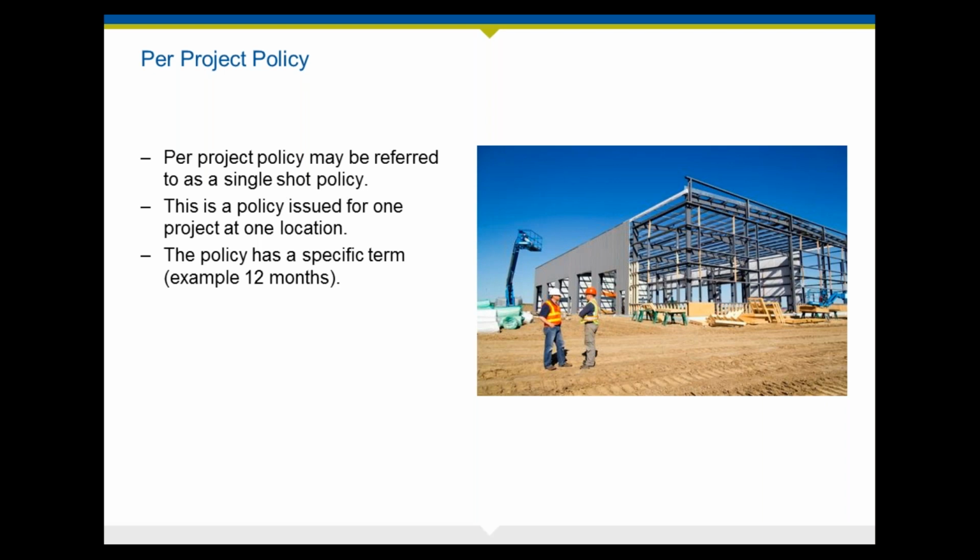These policies are written for a specific time period. Could be 3 months, 6 months, 9 months, 12 months. Sometimes builder's risk on larger projects is written, I've seen it done for up to 3 years. But it has a specific time period. So it's the traditional way of writing builder's risk.